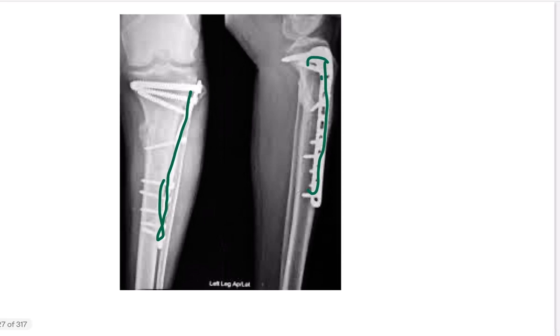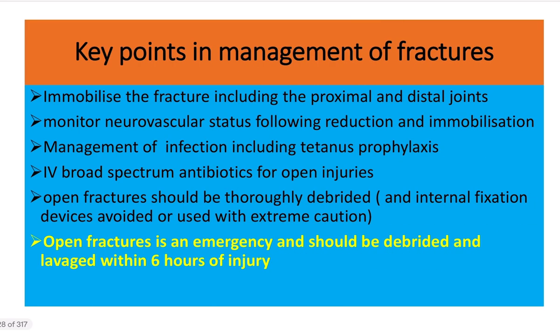So what may be the options? First of all, let's see the key points of management of a fracture. First, immobilize the fracture, including the proximal and distal joint. This is very, very important. That means for stabilizing any type of fractured bone, we have to immobilize both the proximal part and the distal part of the bone.